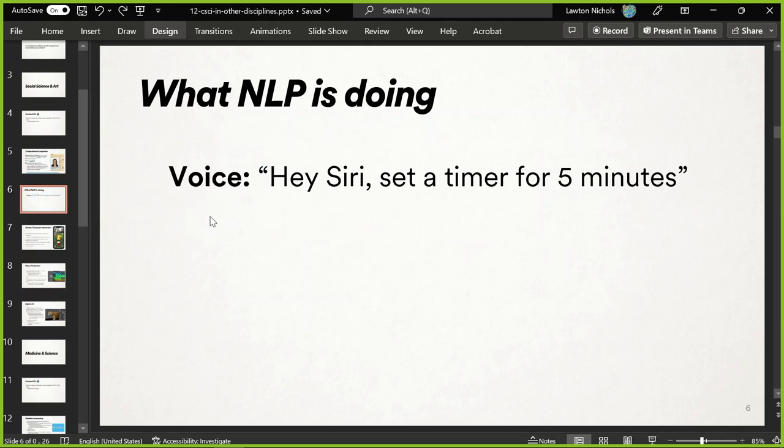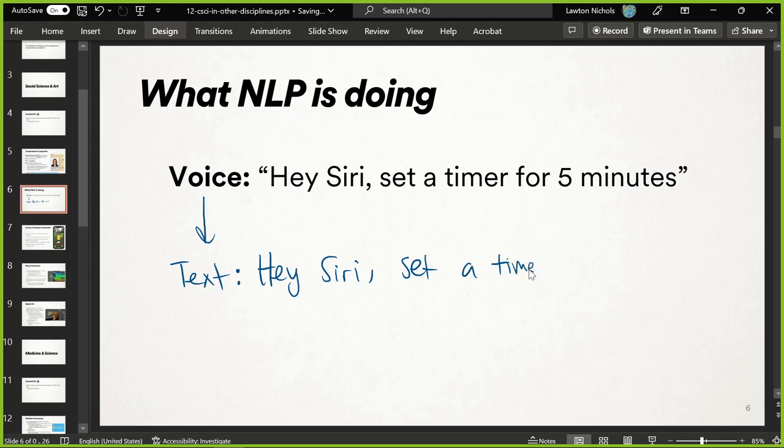It needs to generate this text from your voice, right? So the first step is going from voice to text, taking whatever you say, maybe with an accent, and understanding that you said exactly, "Hey Siri," these are all different words. Where do different words begin? How do you differentiate similarly sounding words? It's a hard problem in NLP. "Set a timer for 5 minutes."